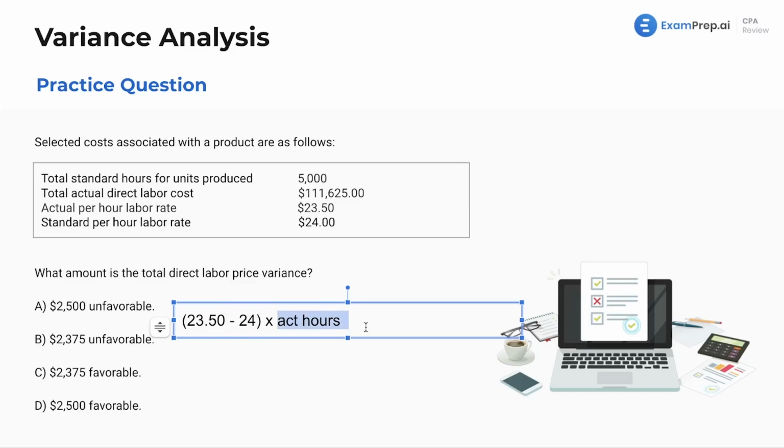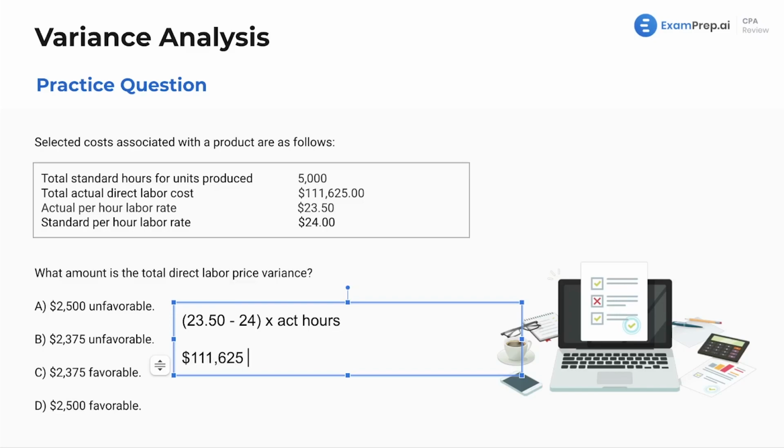Okay, we have those. What about actual hours? Is that given? Unfortunately, it is not. We're going to have to do a little digging ourselves. No worries. How do we get the actual hours? Well, what do we have that's actual that we could go off of? Well, we have actual rate and we have actual direct labor cost. Oh, well, what's the actual cost divided by the actual rate? That should give us the actual hours, right? Because think about it, the total cost is derived from the total hours times the rate. We're going to do 111,625 divided by our rate of 23.50. That's going to give us our total actual hours of 4,750. Actual hours here, 4,750.